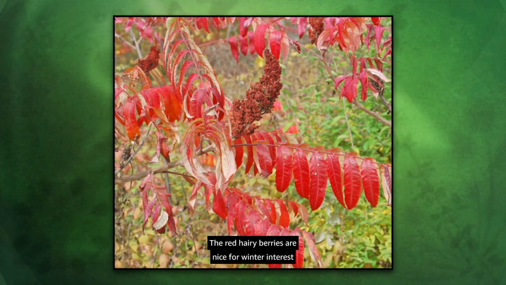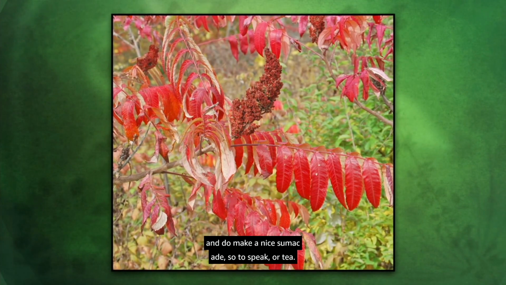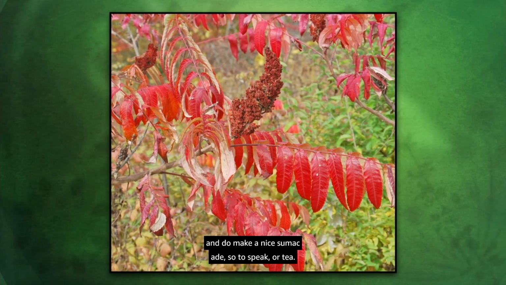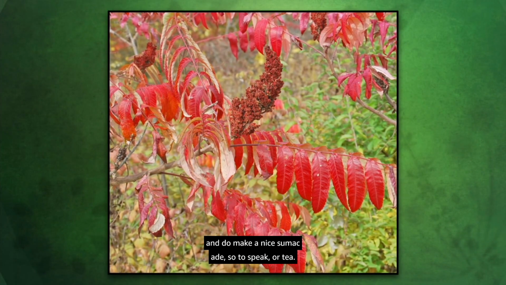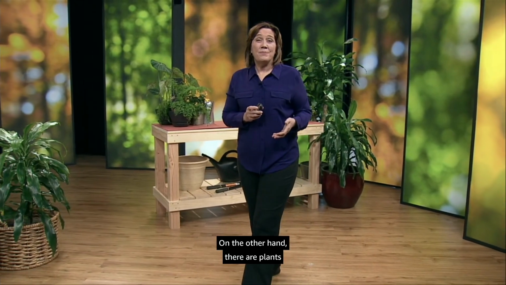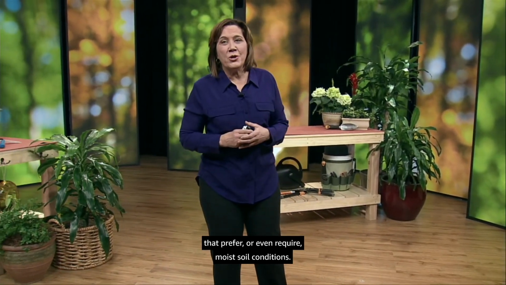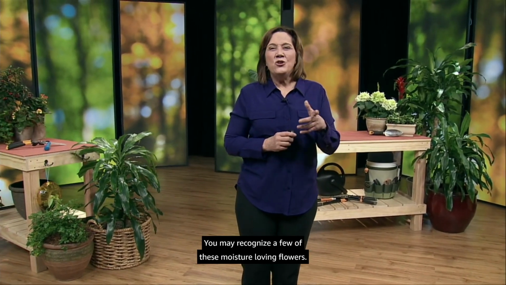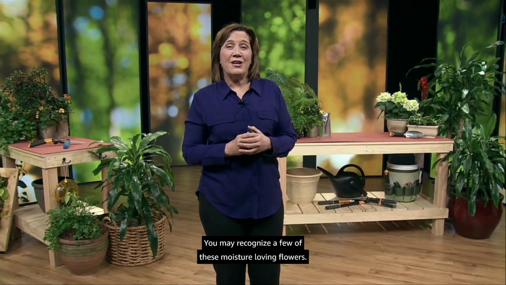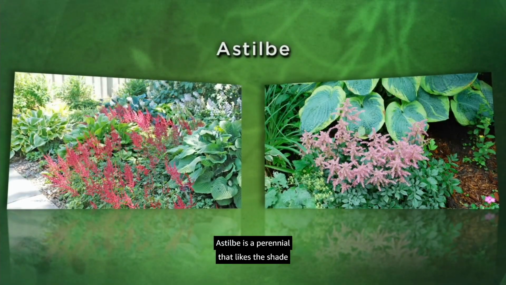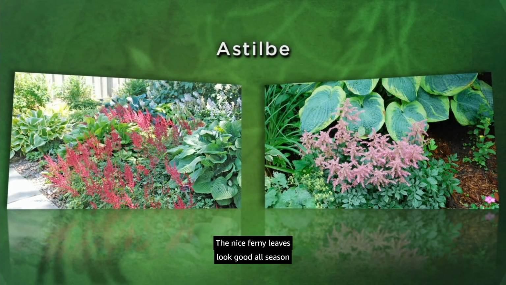The red hairy berries are nice for winter interest and do make a nice sumac-ade, so to speak, or tea. On the other hand, there are plants that prefer or even require moist soil conditions. You may recognize a few of these moisture-loving flowers. Astilbe is a perennial that likes the shade but must have moist soil conditions. The nice ferny leaves look good all season, and the plants grow anywhere from 1 foot to 4 foot tall, making them very versatile in the landscape.